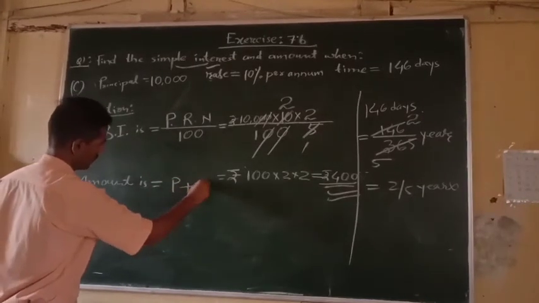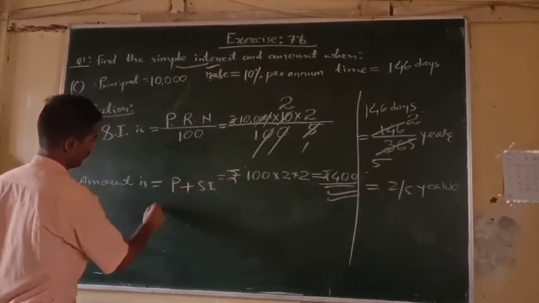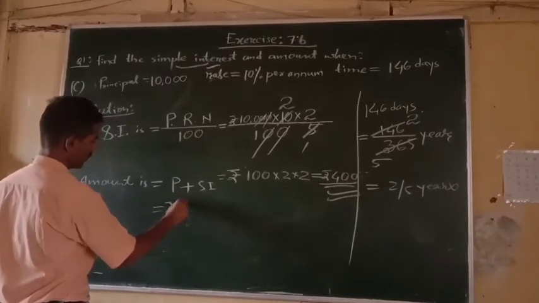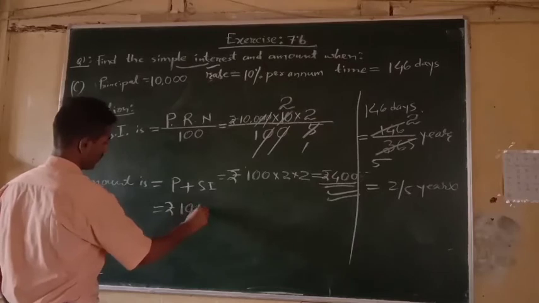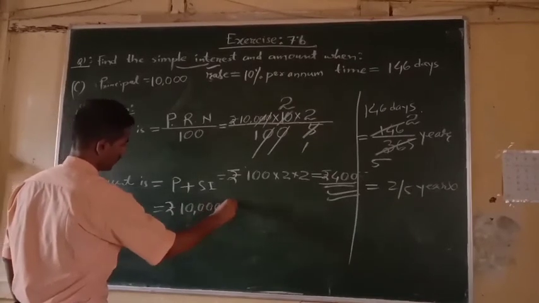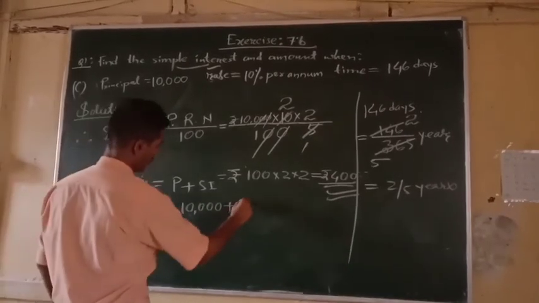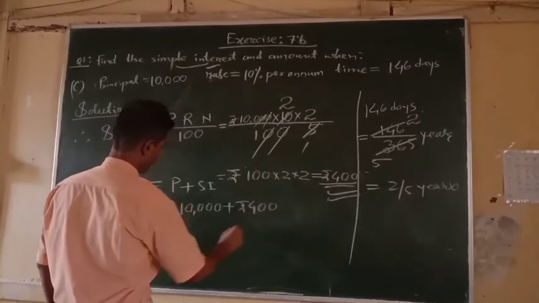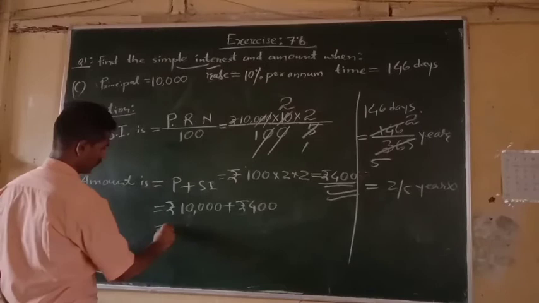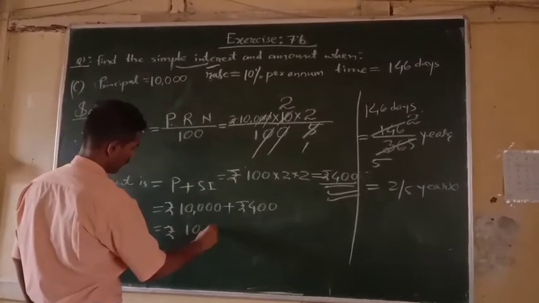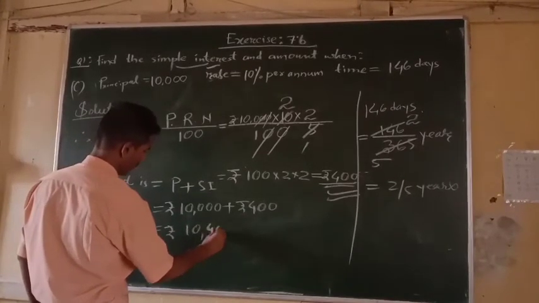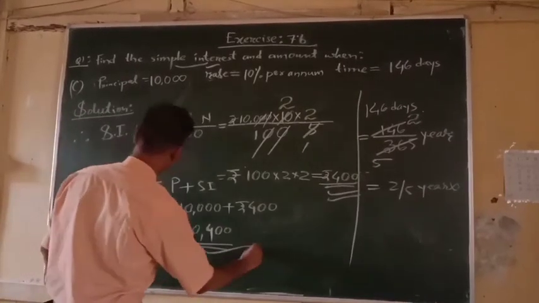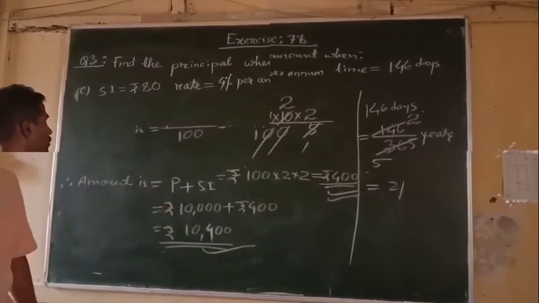Principal plus simple interest. All right, now in the following step, principal we got 10,000, so I'll put the value rupees 10,000. Then simple interest we got rupees 400, so I'll put the value rupees 400. Okay, so 10,400 rupees, 10,400 is our amount. This is the solution of question number 1.